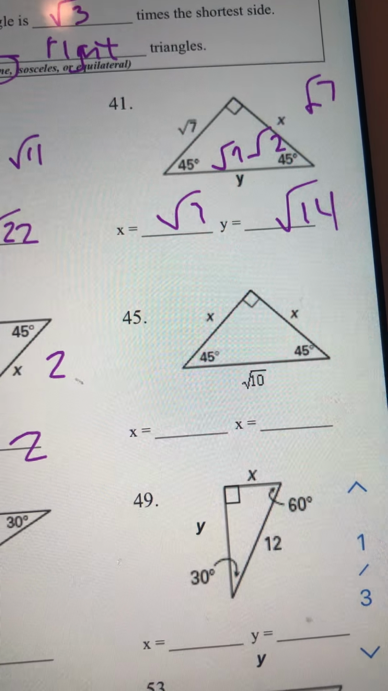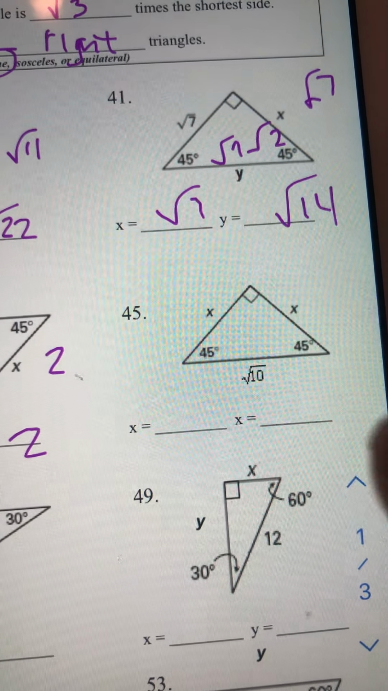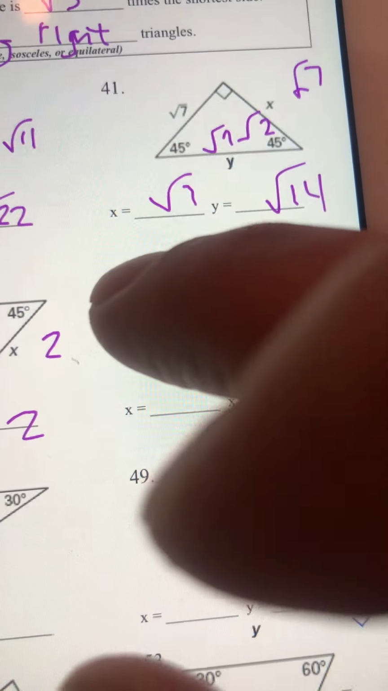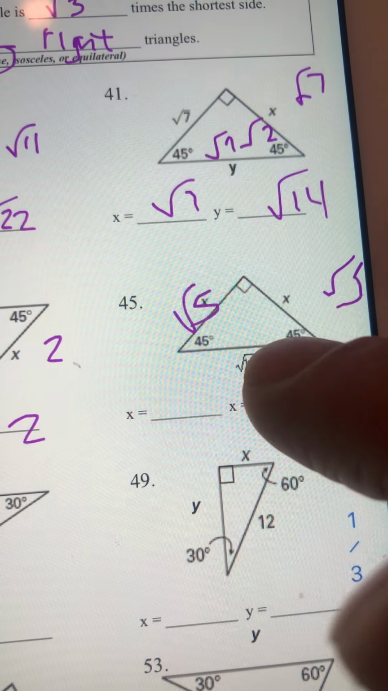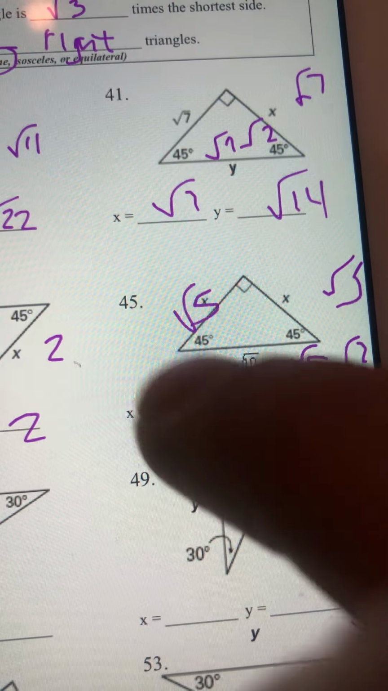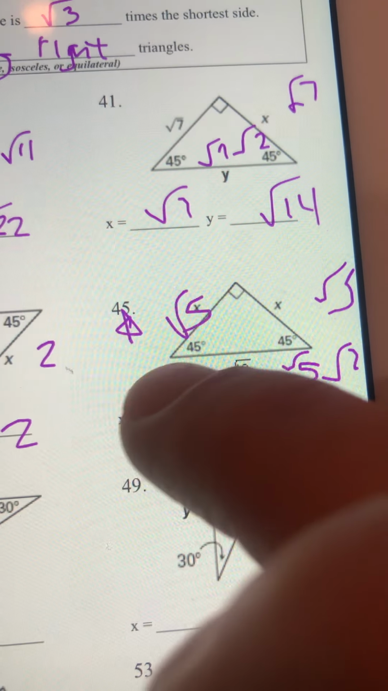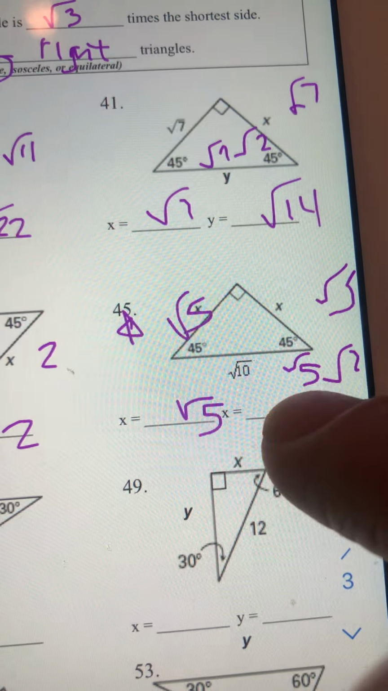It's root 10. So you have to think about what would multiply times root 2 and give you root 10. That one's root 5 for each of them, because root 10 is really root 5 times root 2. So I'm going to put a star by that one. That one's a little harder. Root 5, root 5.